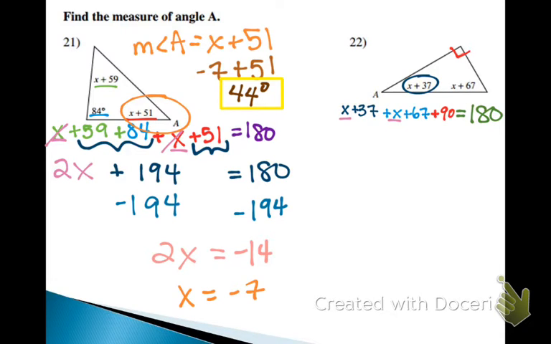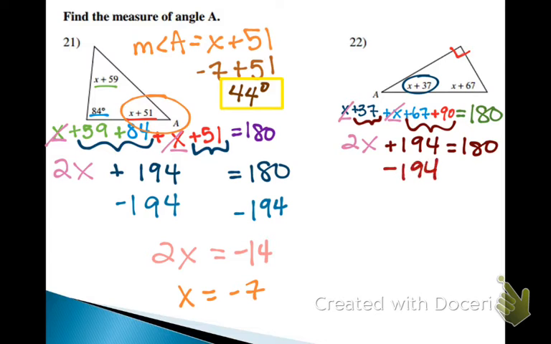All right, so let's combine our x's. What's x plus x? 2x. All right, next we add 37, 67, and 90, which makes 194 again. It's such a popular number. Subtract 194. 2x equals negative 14. So then what does x equal? Negative 7.